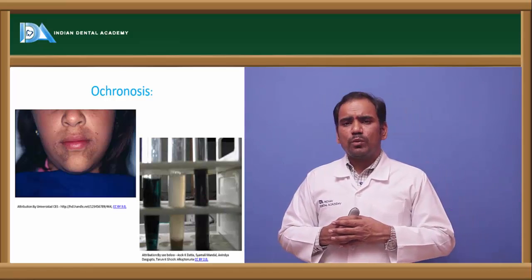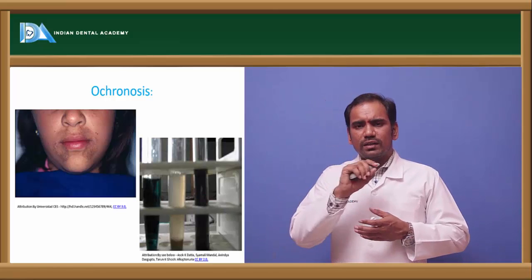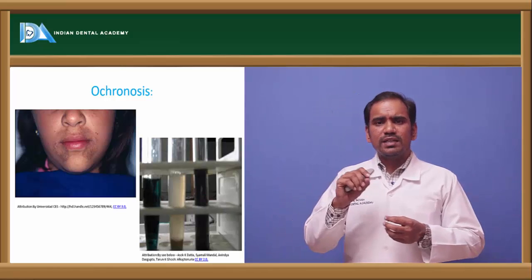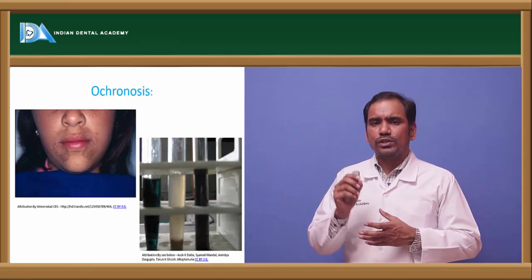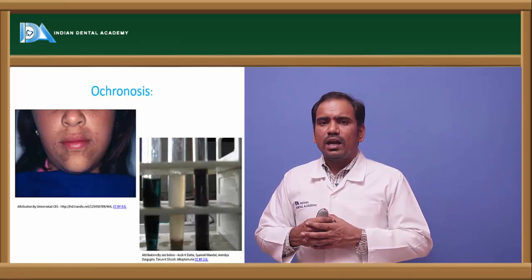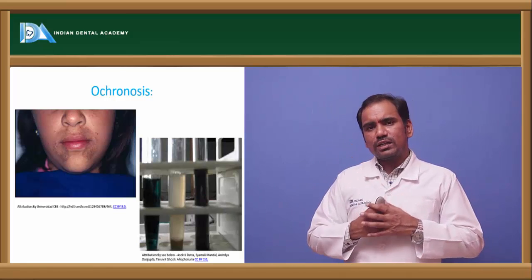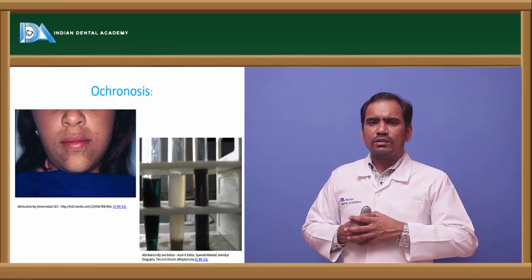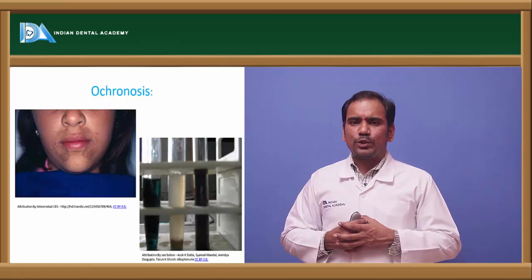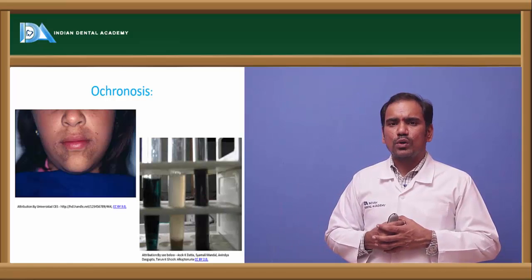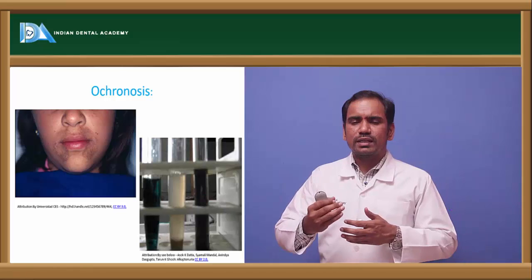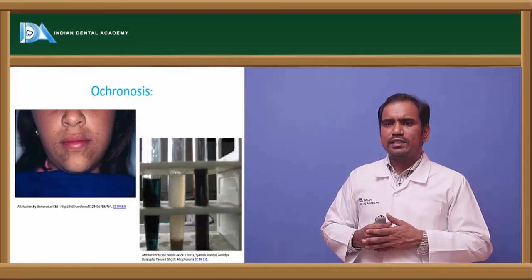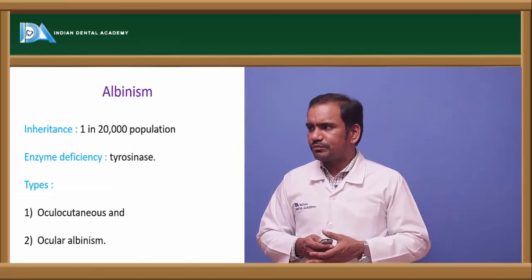Apart from that, the most important feature is that when homogentisic acid gets deposited in the intervertebral disc, you can see degeneration of that intervertebral disc. It gets deposited in the cartilages and all the soft tissues, and this is the important feature of alkaptonuria, and we call it ochronosis. So deposition of homogentisic acid in the soft tissues and joints leads to a condition called ochronosis.